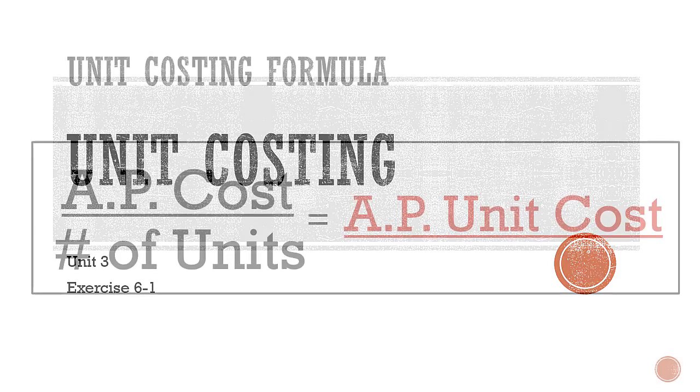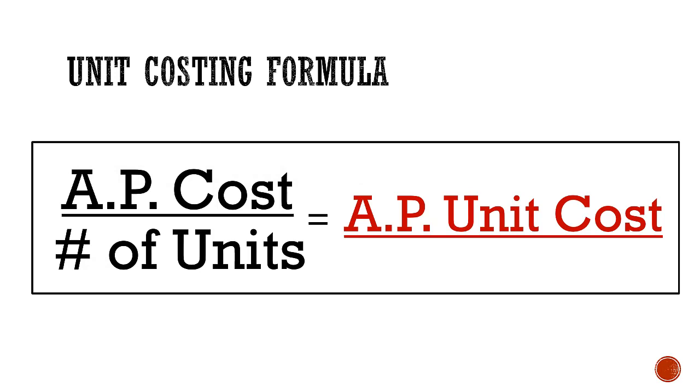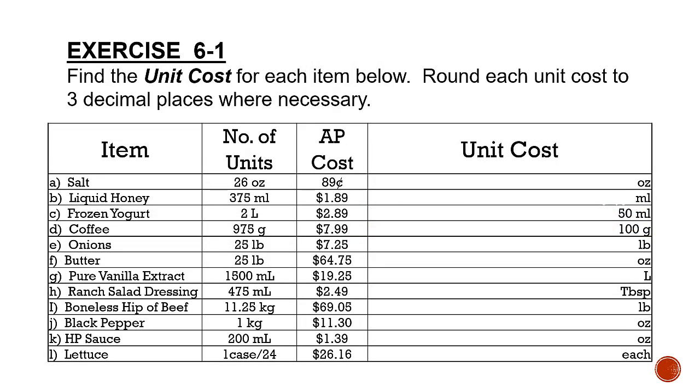Let us begin. So here is the formula to figure out what the AP unit cost is for each and every one of our ingredients. As you can see, you take the AP cost. AP, of course, stands for as purchased. What did you pay for that ingredient, and how many units did you get? So if you paid X amount of dollars for X amount of units, you divide those two, and you get exactly what one unit costs. Let's see how that breaks down if we're taking a look at a list of items.